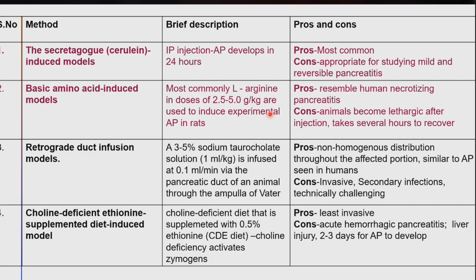So, if you are looking for a commonly used model, it's cerulean. It's highly reproducible, and you could use it for studying various conditions.